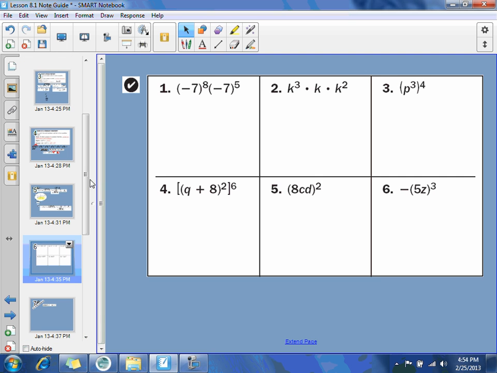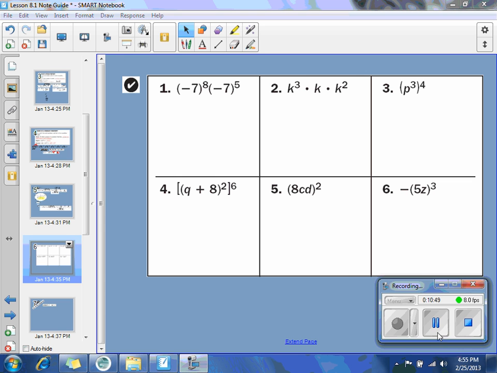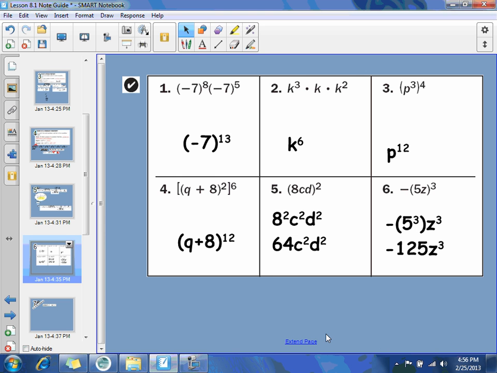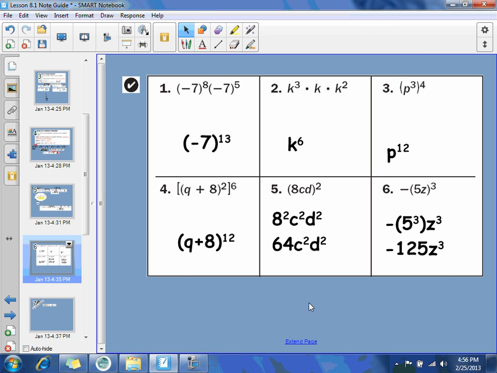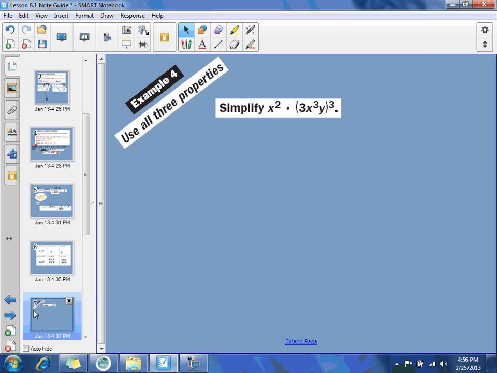So let's try it all together. Now I'm going to pause this and answer all of these. You pause this and try to beat me. All right, are these the answers that you got? Notice the final answers at the bottom. I simplified the numbers when I saw them with a variable.